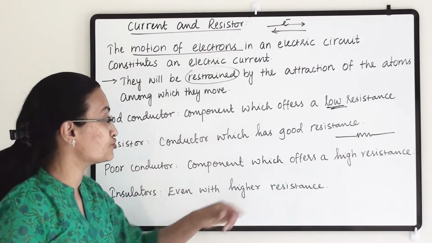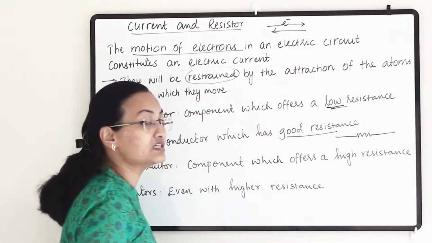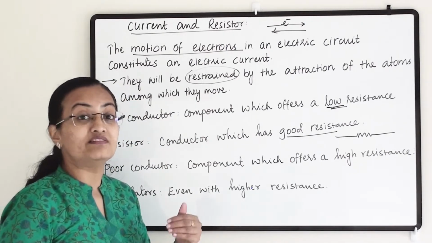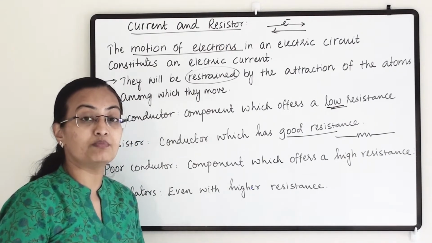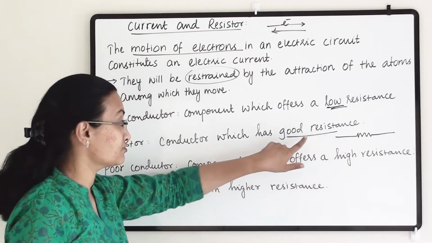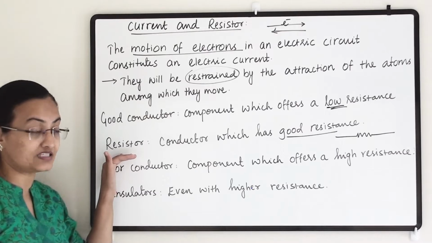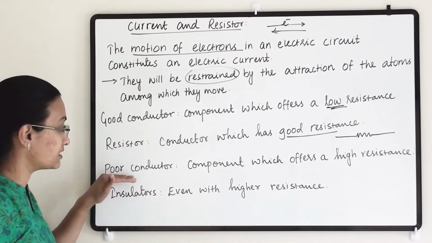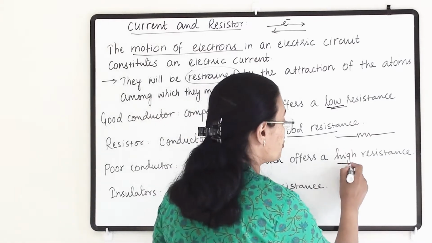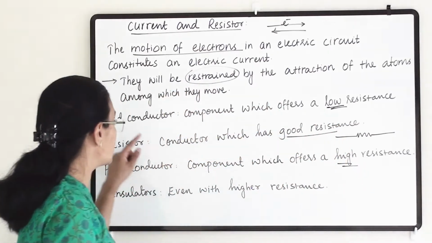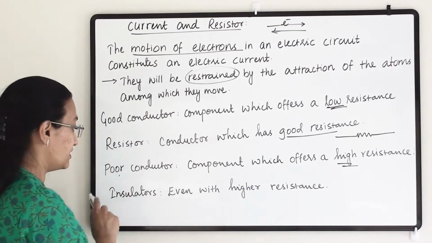But it also has to show some good resistance towards the current. So it will restrict the flow of electrons and it will not allow the maximum amount of current to pass from that. So it will show a good resistance. That's why it is known as a resistor. Then a poor conductor is a component which offers a high resistance. If it shows low resistance, then it is a good conductor. If it shows high resistance, then it is a poor conductor.